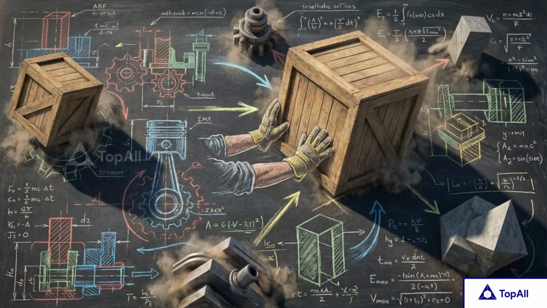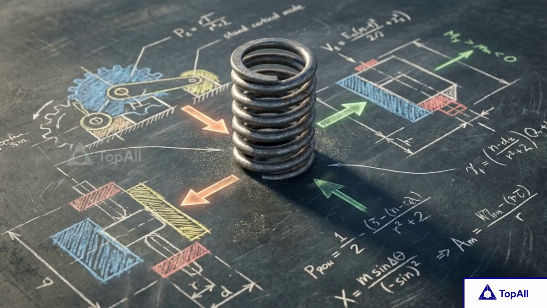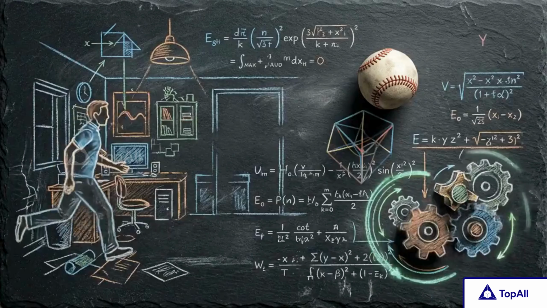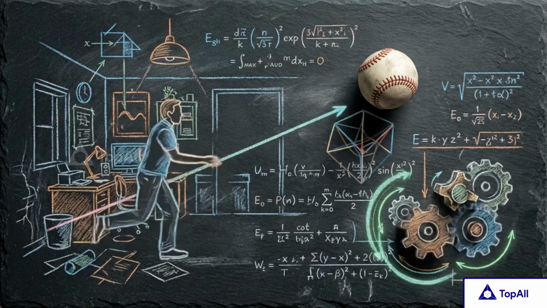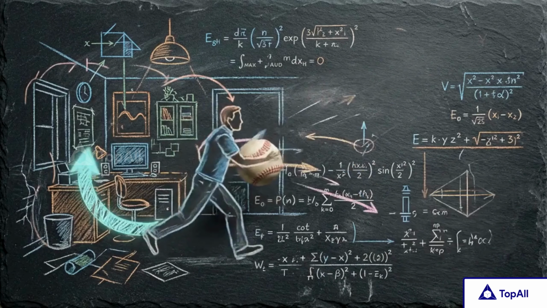You push a heavy wooden box. A ship parts the water. A metal spring snaps back. We navigate the physical world by feel, and our brains are incredibly good at predicting how these everyday objects behave.